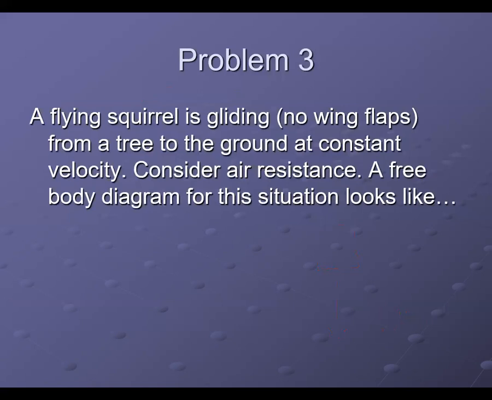All right, let's take a look at problem number 3. A flying squirrel is gliding from a tree to the ground at a constant velocity, which means because it's gliding, there's no wing flaps. Guys, a wing flap would be an applied force. The reason that they're telling us there's not an applied force is to show us that it's moving to the ground. So they're just the natural forces acting upon it.